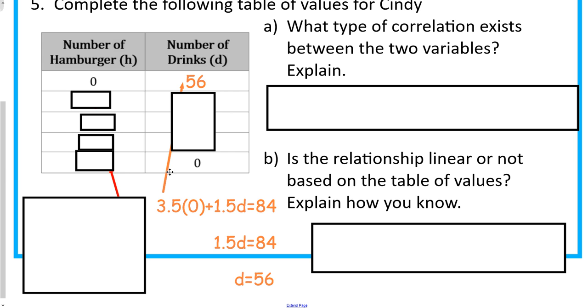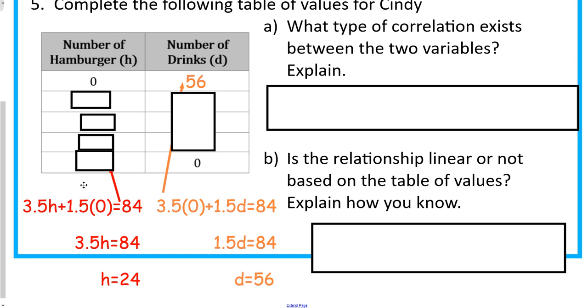And then I did the same thing at the bottom here. If she purchases 0 drinks, how many hamburgers can she purchase? So replace D with 0, and it looks like it will be 24 hamburgers. And since this is linear, these values are going to be increasing by the same amount, all right? So the number between 0 and 24 would be 12, so we know this value would be 12. And what number is between 0 and 12? It would be 6. And the number between 12 and 24 would be 18, right? So these are increasing by 6.